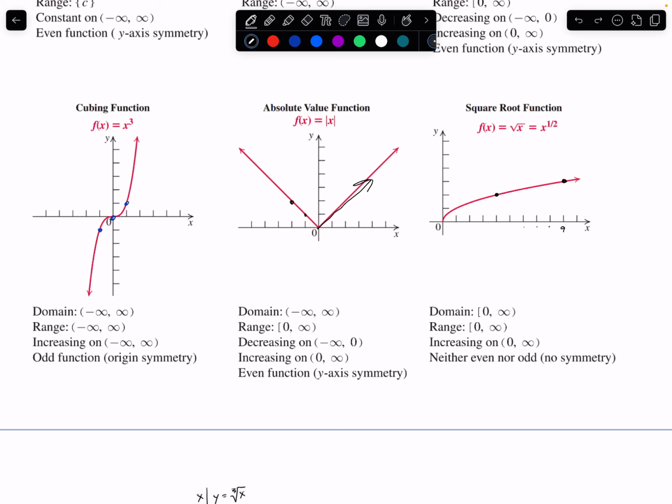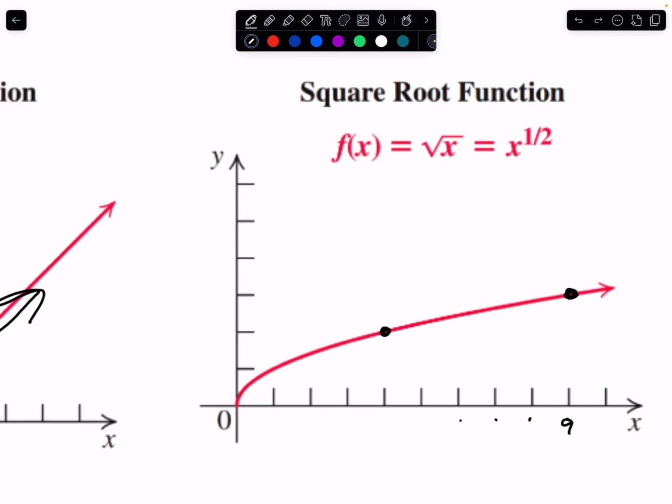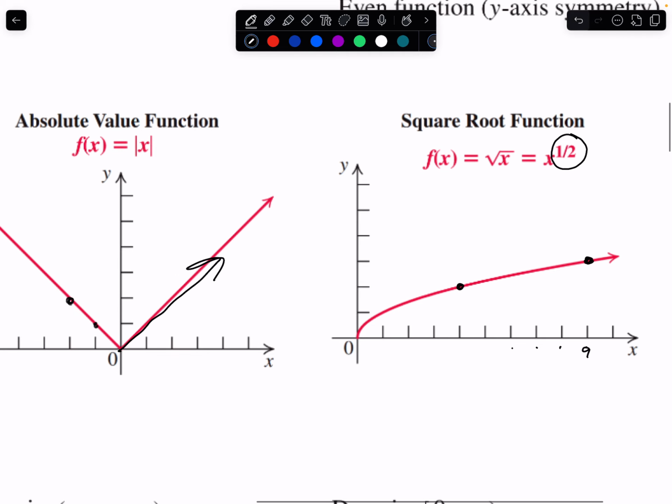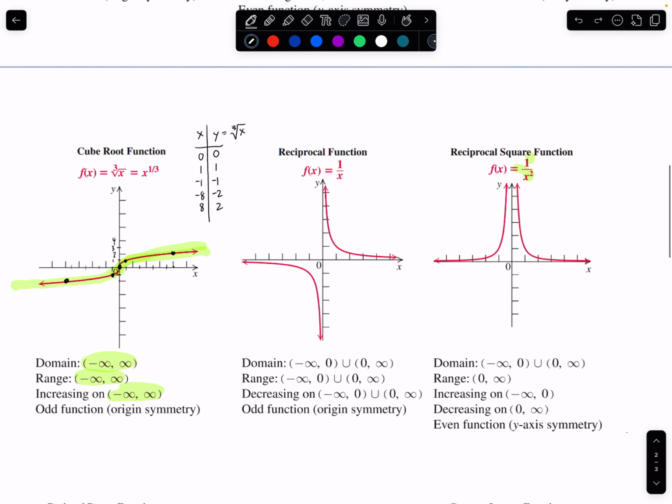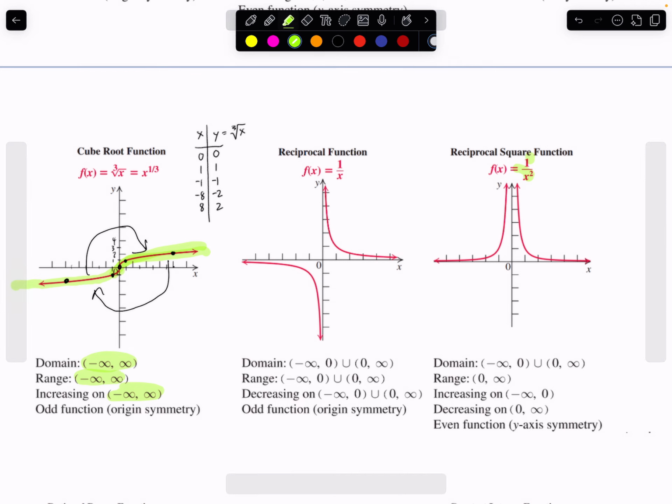But because, oh no, I take that back. That's not even true either. Yeah. So even fractional powers don't have symmetry. But the odd power does have symmetry, right? And why is that? Because if I rotate this 180 degrees, it lands back on itself. That's the cube root function.